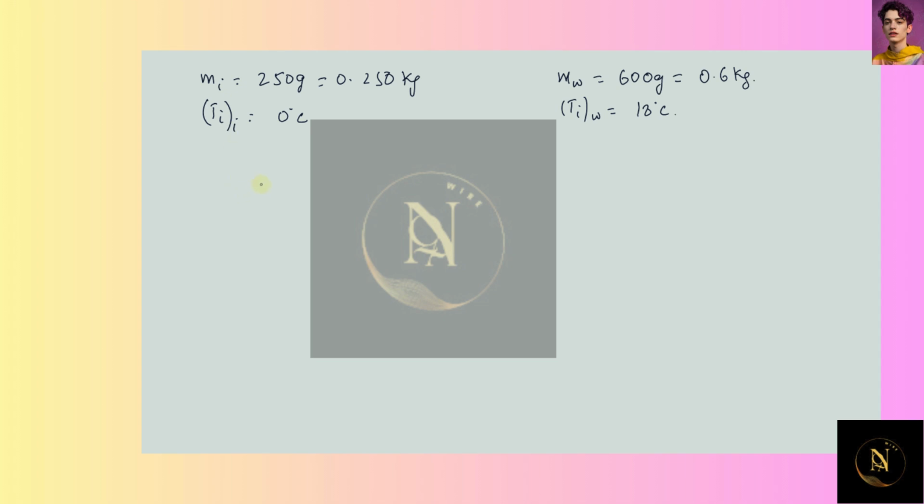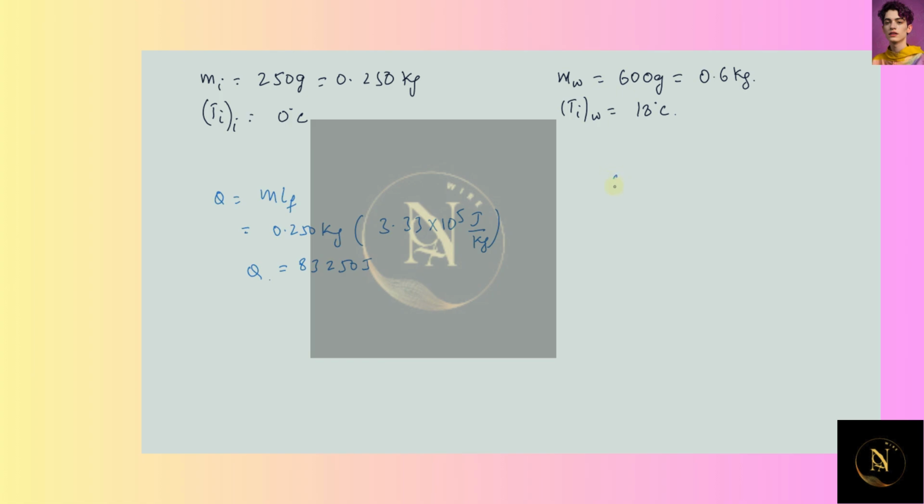So first of all, we'll calculate the heat required to melt the ice. So it will be equal to Q equals m into latent heat of fusion. So mass is 0.250 kg and the latent heat of fusion is 3.33 times 10 to the power 5 joule per kg. So we're going to simplify and we'll get the result as 83,250 joule. So this is the value for Q. That is the amount of heat required to melt 250 gram of ice.